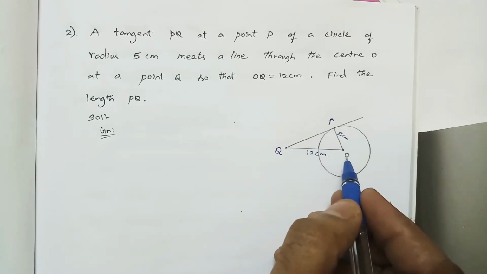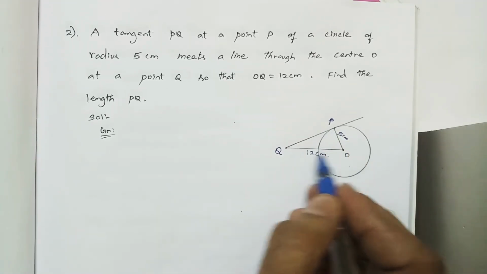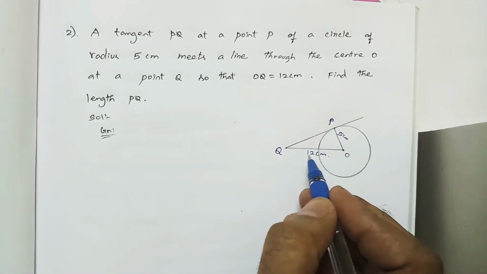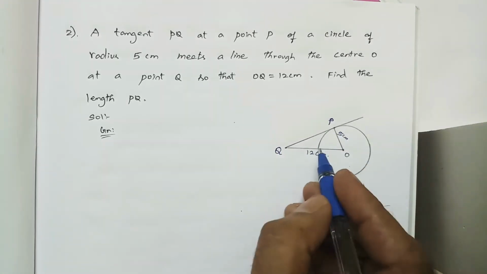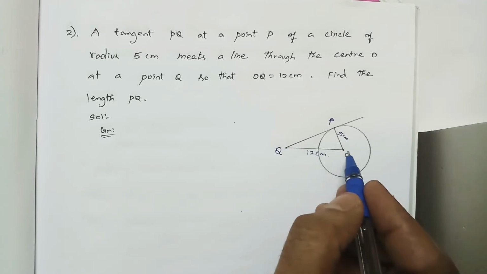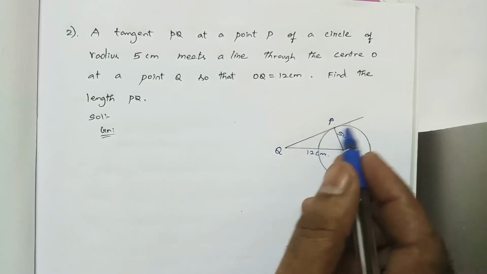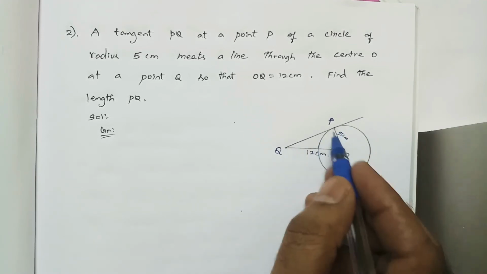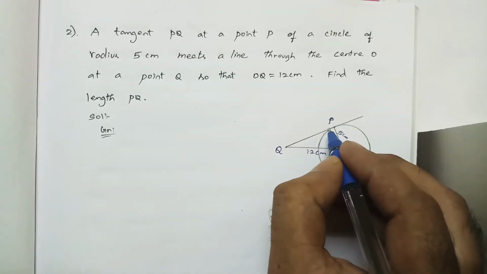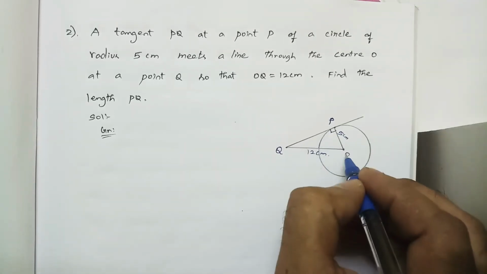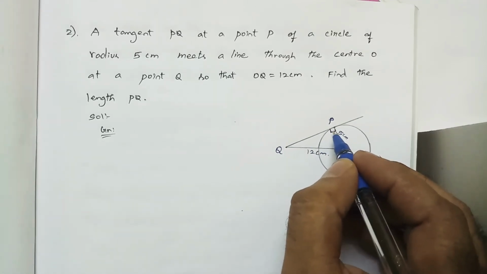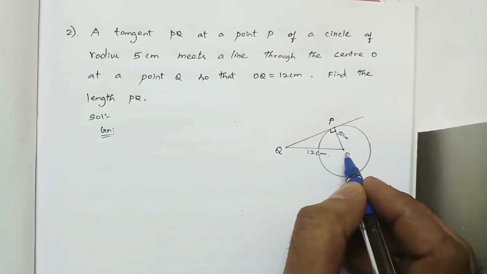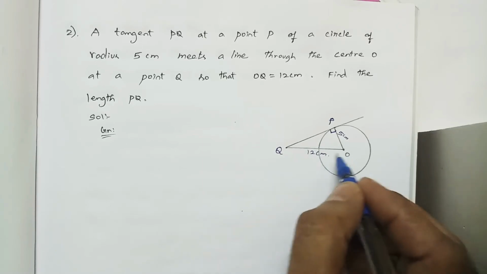Now they said that OP is the radius, OQ is 12 centimeter. OP is 5 centimeter, OQ is equal to 12 centimeter. So a right angle triangle, we know that the radius is always perpendicular to the tangent. Here the tangent is PQ and OP is the radius. So angle OPQ is a right angle. Opposite to the right angle, that side is the hypotenuse. OQ is the hypotenuse.